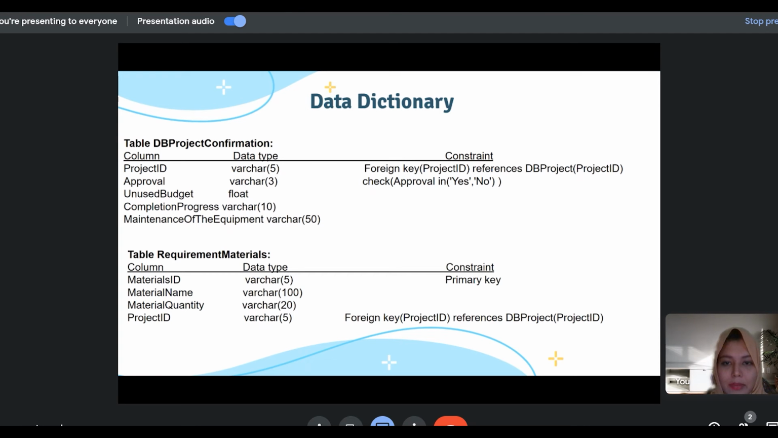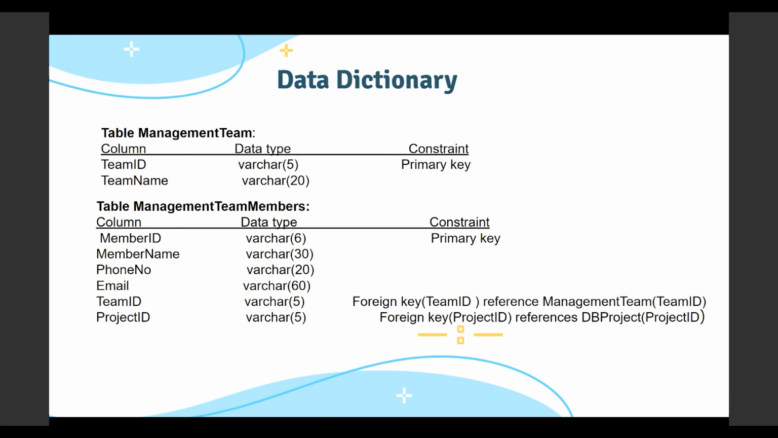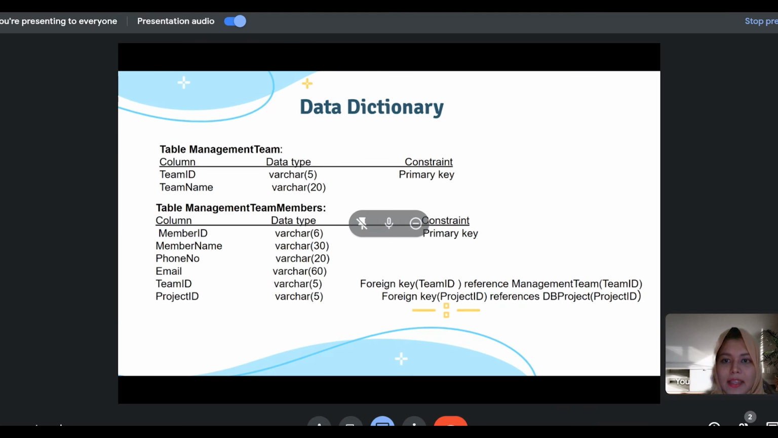The next table is table requirement materials. So in this table we have 4 attributes. All 4 of the attributes' data types are varchar. Materials ID is the primary key, and project ID is the foreign key in this table that refers to DB project ID. The next table is table management team. In this table we have 2 attributes. Both of the attributes' data types are varchar, and team ID is the primary key in this table.